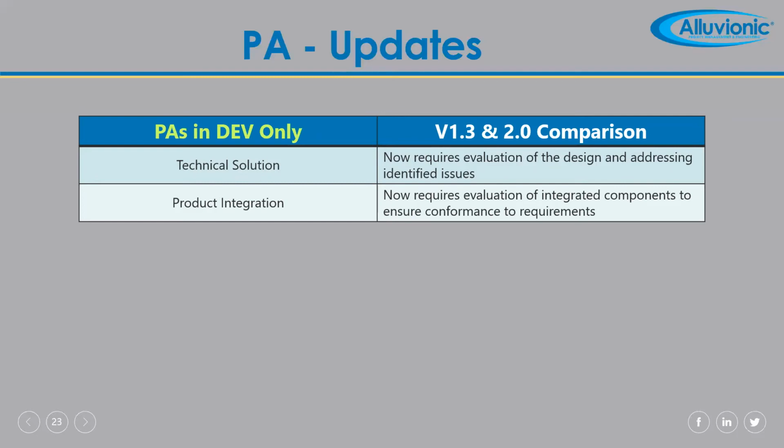Then for process areas, if you're going for a development appraisal, these two practice areas apply. Technical solution, which talked about design and implementation, now requires you to do a formal, documented evaluation of the design and address any identified issues, which implies that you have to have some sort of design review. Then product integration is pretty much the same, except it requires an evaluation of the integrated components to ensure conformance to requirements, where before integration did not require that evaluation. So there's a little more work inside product integration.